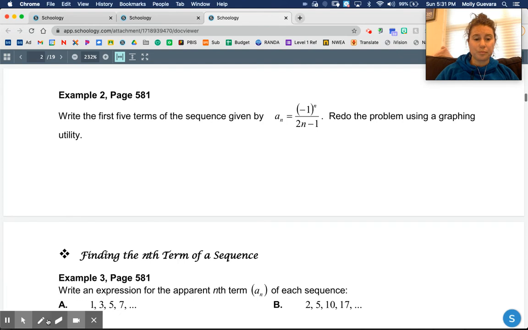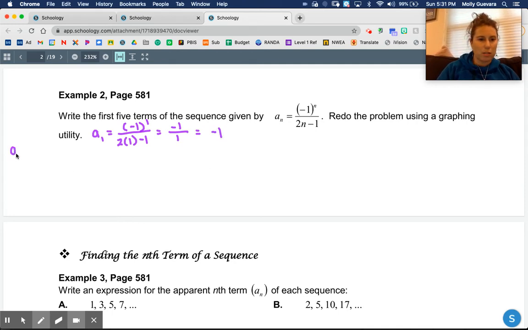Example 2 wants me to write the first 5 terms of this sequence. Okay, so we're going to start with the first term. So a sub 1 is equal to negative 1 to the 1 over 2 times 1 minus 1. So negative 1 to the 1 is negative 1. 2 times 1 is 2, minus 1 is 1. So a sub 1 is negative 1.